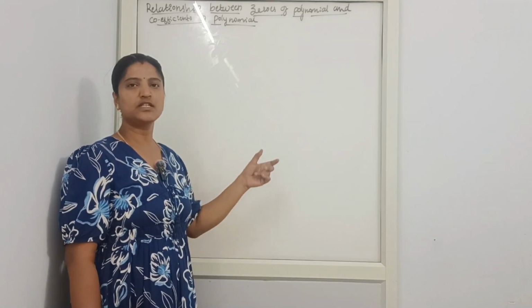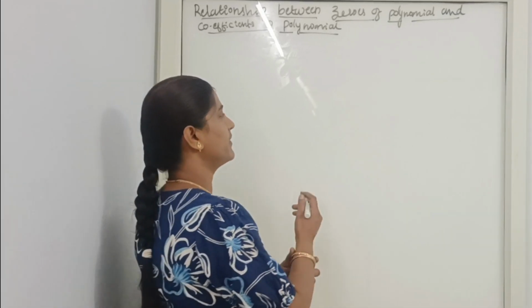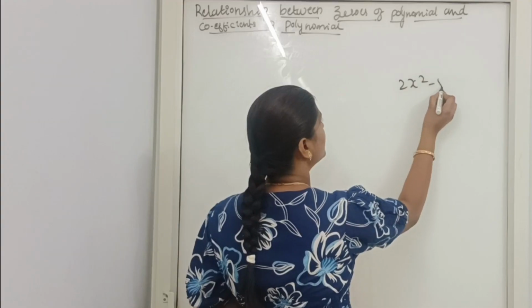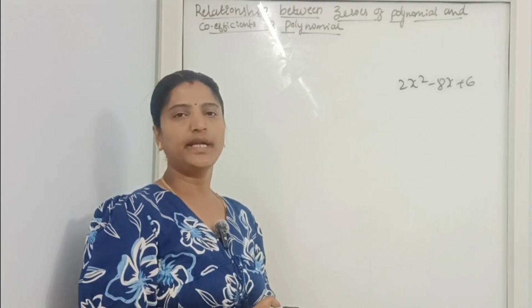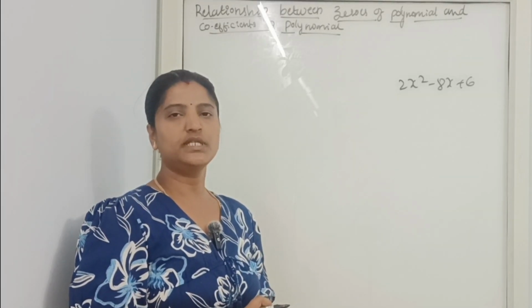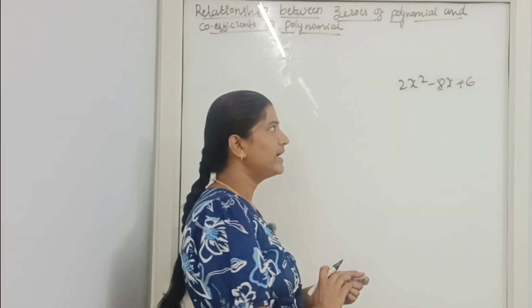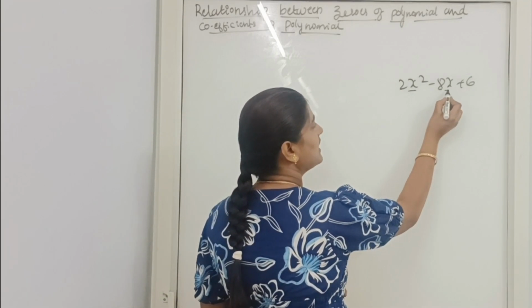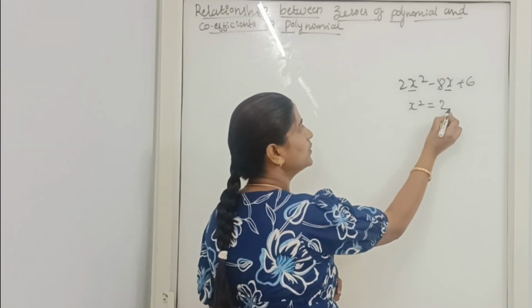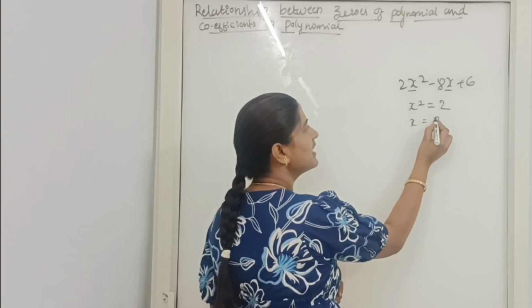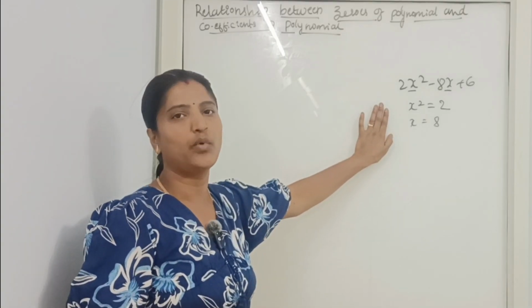We understood the zeros of a polynomial. Let us see what we mean by the coefficient of a polynomial. For example, 2x square minus 8x plus 6. See, this is the polynomial. How to write the coefficient? Coefficient means nothing but the numerical value along with the variable. For example, here x square is there, x is the variable. What is the coefficient of x square? 2. And what is the coefficient of x? Minus 8. So this is the coefficient of a polynomial.